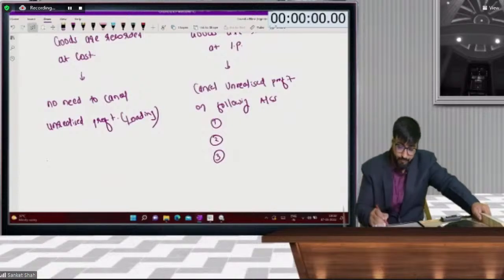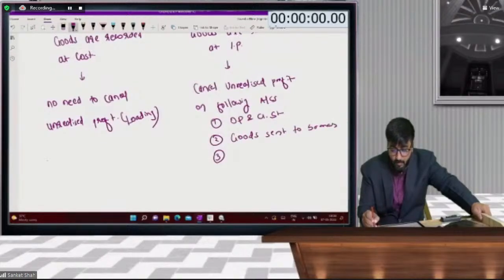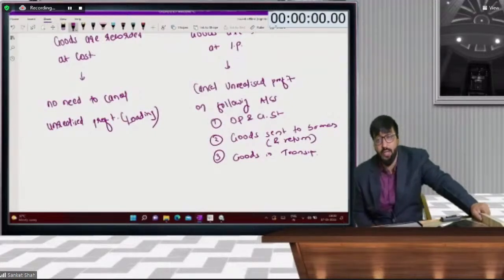Number one, opening and closing stock. Goods sent to branch, and in bracket, return. And third one, goods in transit also. Many students forget to take loading on goods in transit, and that's why they are getting the wrong answer. Don't cancel loading on debtors and don't cancel loading on petty cash. Loading is always on goods, and goods means opening or closing stock, goods sent to branch or goods in transit.